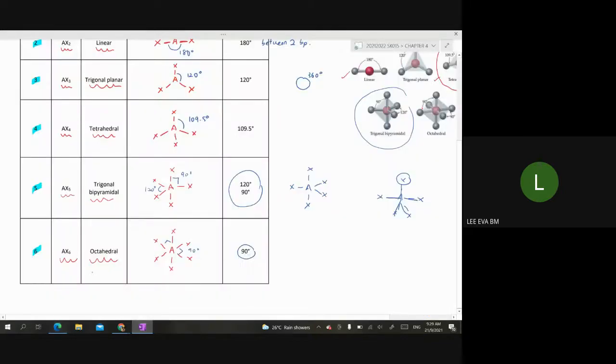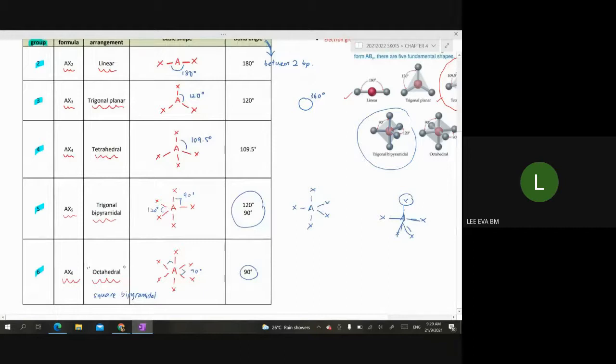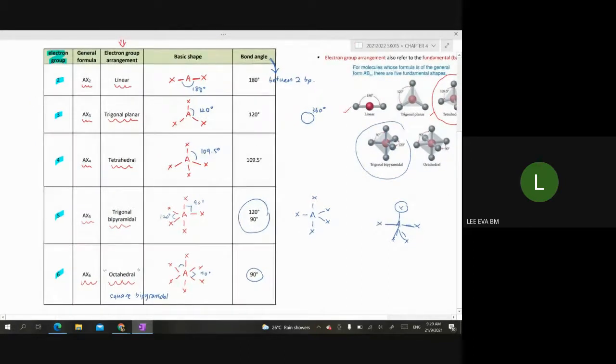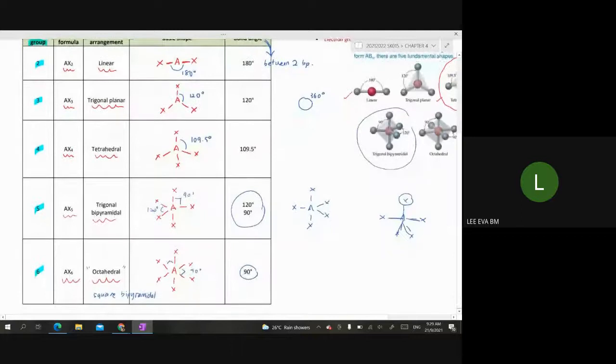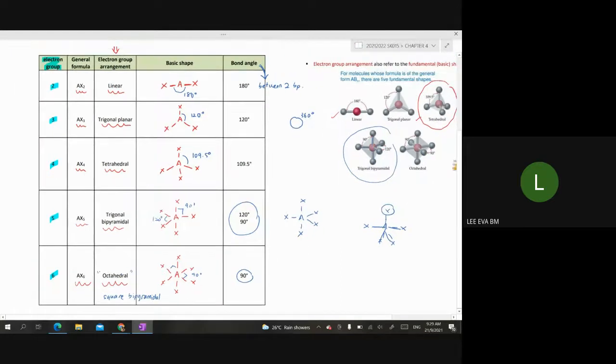If you want, you can write over here lah. Another name, square bipyramidal. But we are using octahedral more often. Okay. So any questions for the basic shape over here? Ada soalan ke? Dapat salin semua? Dapat salin dah. Dah salin.